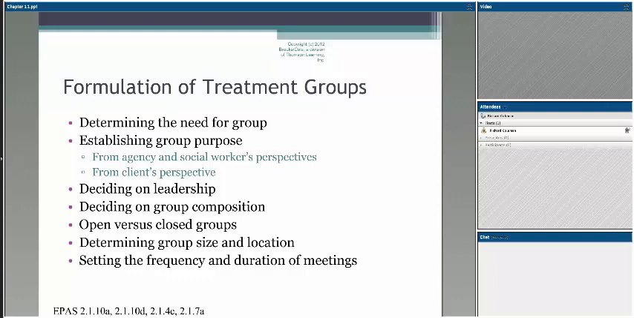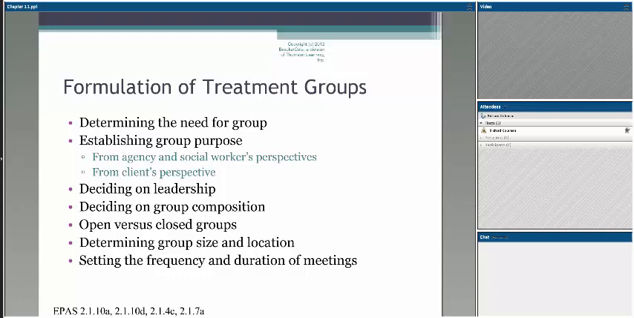What the leadership is going to look like, what's the composition of the group, how many people, who's going to be invited, who's there, who's not, whether it's going to be open-ended or closed, whether folks can join the group at any particular point in time, or does the group start at a certain point, running a certain number of sessions, and then starts over again. Size, location, frequency, and duration are all aspects of treatment groups that we need to take into consideration.